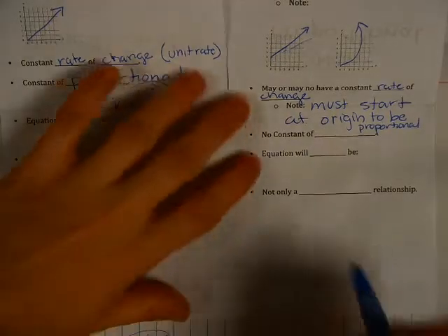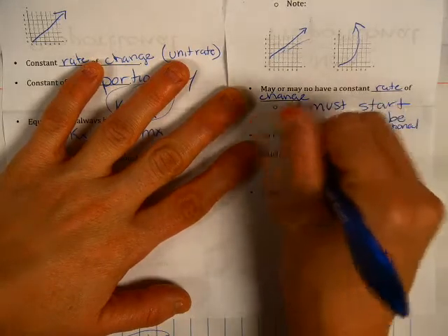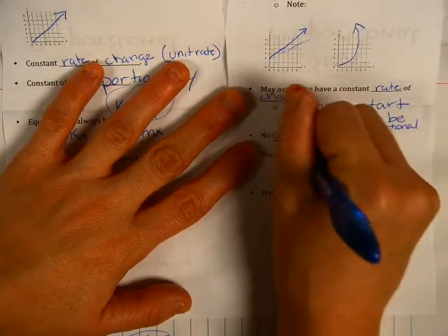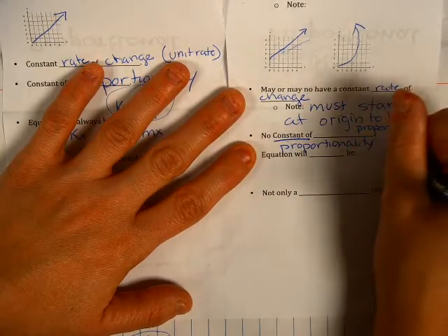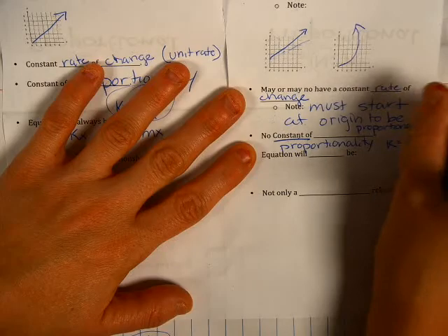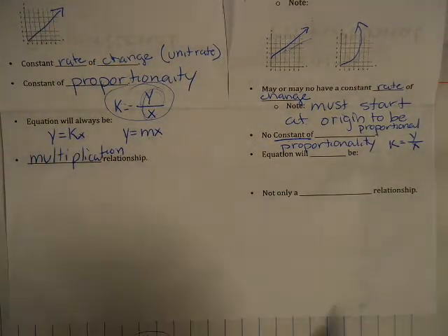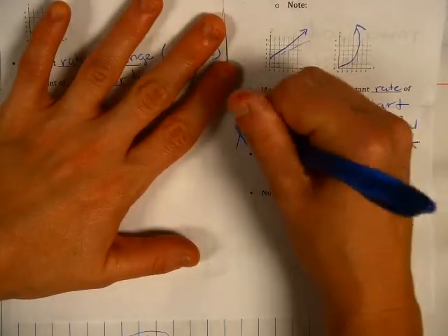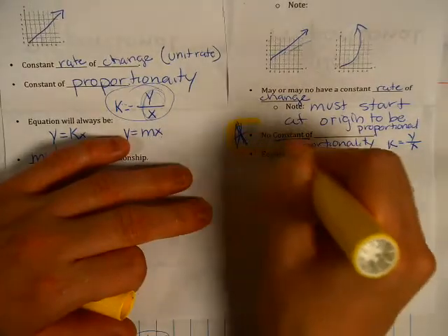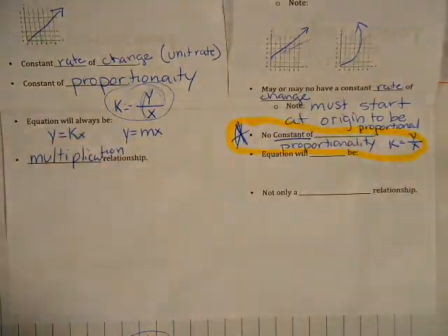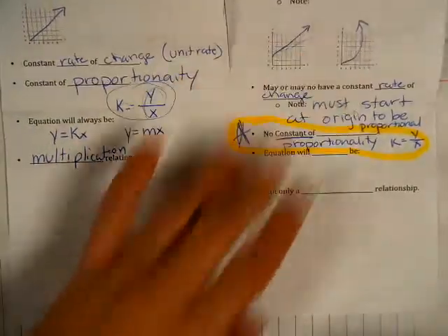Okay, but the big thing, it has no proportion, it does not have a constant of proportionality. So the formula y divided by x is not the same every time. That is going to be our big one. So I want you to put a star or something, highlight, make this one important. It won't have a constant of proportionality. That's the big thing that makes a non-proportional relationship.